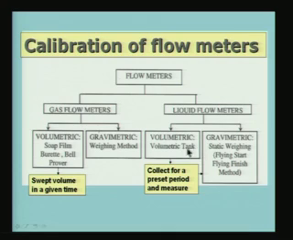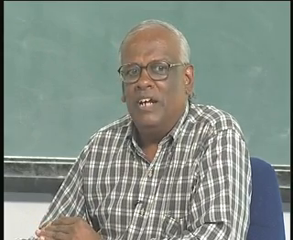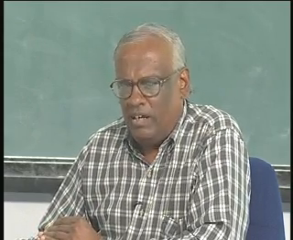So, these are the two methods which are available, and both of them depend on simply collecting the liquid which is flowing through the system or through the flow meter for a certain period of time, and noting down the period. In fact, this is an absolute calibration, because we are actually measuring the volume, actually measuring the time for which the flow has occurred, and dividing one by the other we will be able to get the absolute value of the volumetric flow rate. So, this is direct calibration.